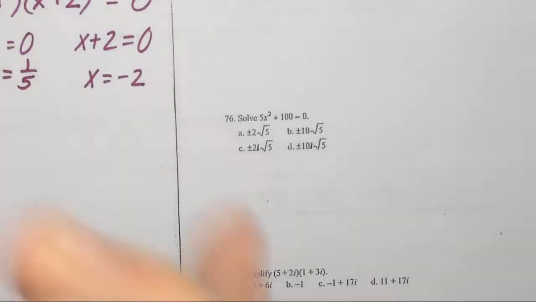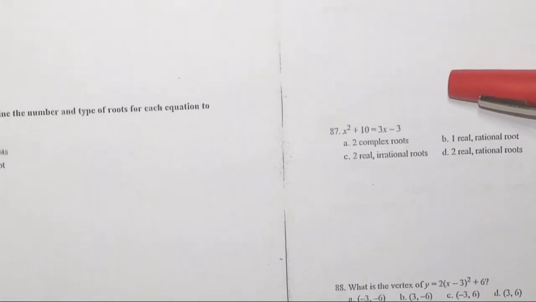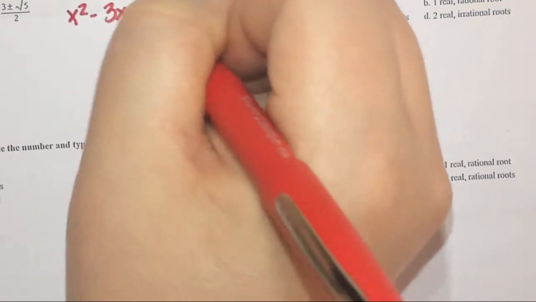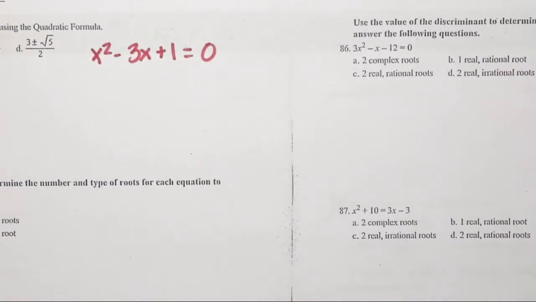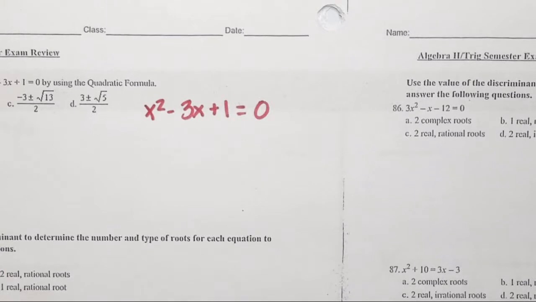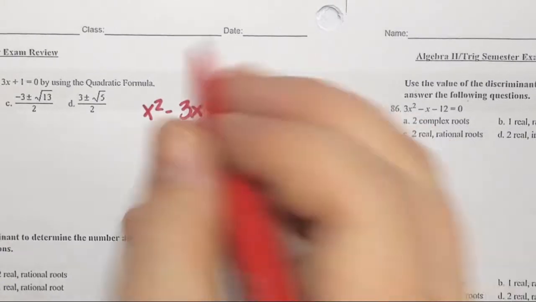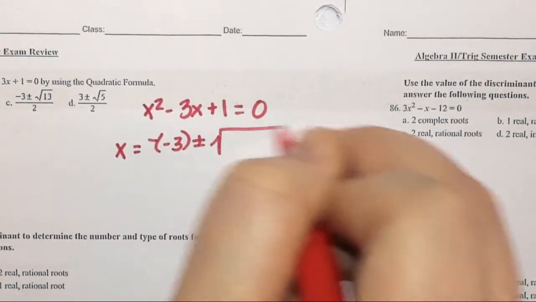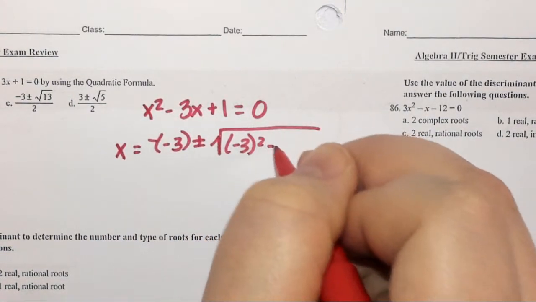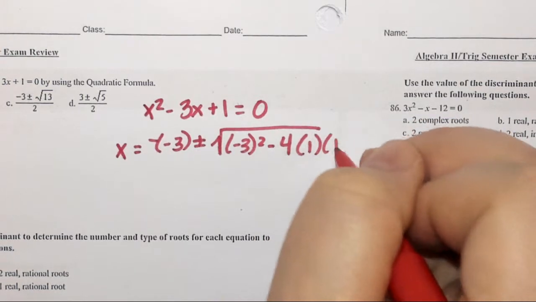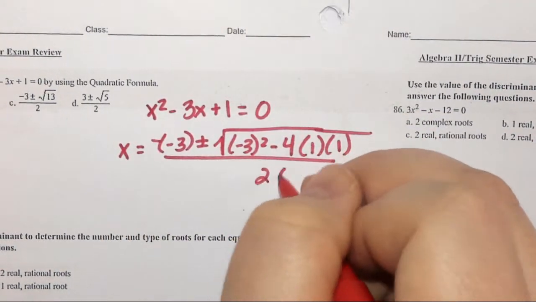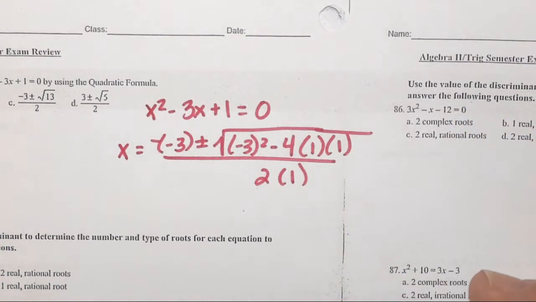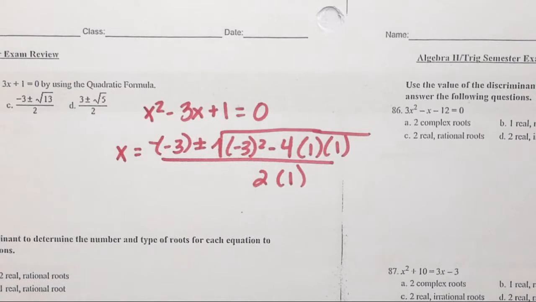Number 84. They want us to find the exact solutions to x squared minus 3x plus 1 equals 0 by using the quadratic formula. So let's see, x equals negative b plus or minus square root b squared minus 4ac over 2. B? No. Yes. You're pointing over 2.